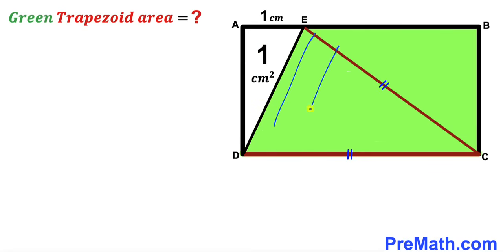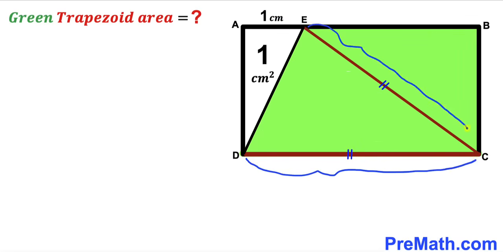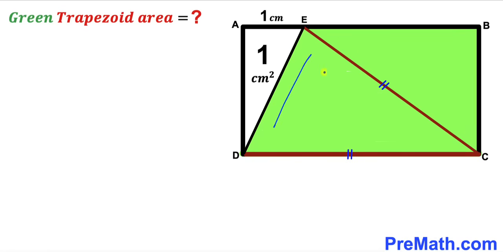In this video, we have this rectangle ABCD that consists of this right triangle AED and this green shaded trapezoid EBCD, as you can see in the given diagram, such that the area of triangle AED is 1 centimeter square, and the segment AE length is 1 centimeter. Furthermore, side CD length equals segment CE length. In other words, triangle CDE is an isosceles triangle. Now our task is to calculate the area of this green shaded trapezoid EBCD.